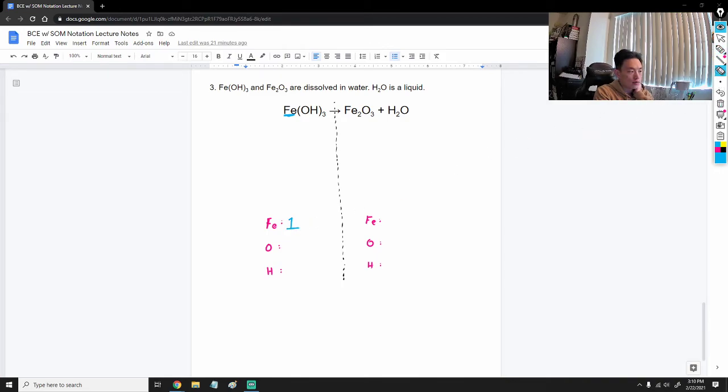When it comes to the oxygen and hydrogen, they're inside the parentheses, which means that everything inside the parentheses is going to be multiplied by the number on the outside. There's 1 oxygen, because there's no number here, and there's only 1 hydrogen. So I have 1 oxygen, 1 hydrogen inside of the molecule. But there's a 3 on the outside, so I have to multiply it. So I'm going to have 3 oxygens and 3 hydrogens.